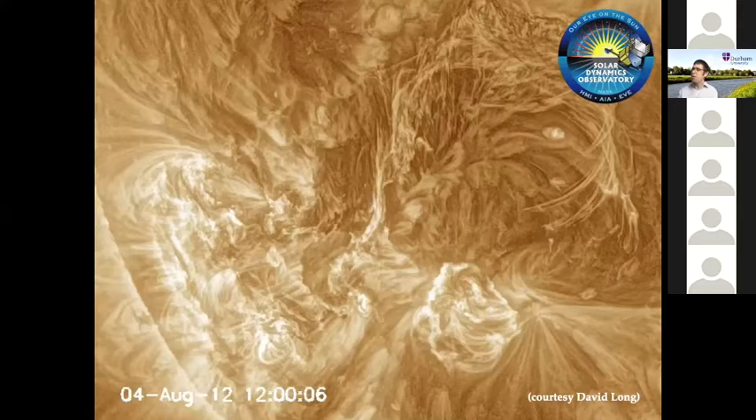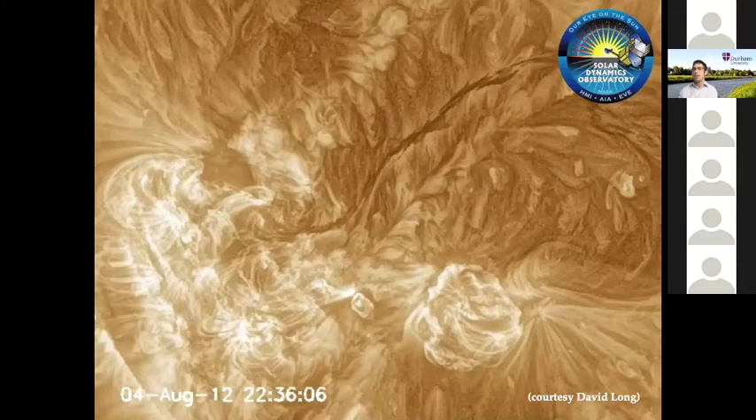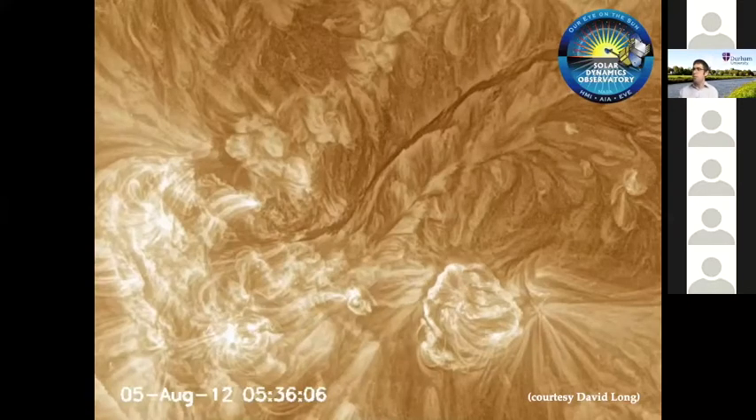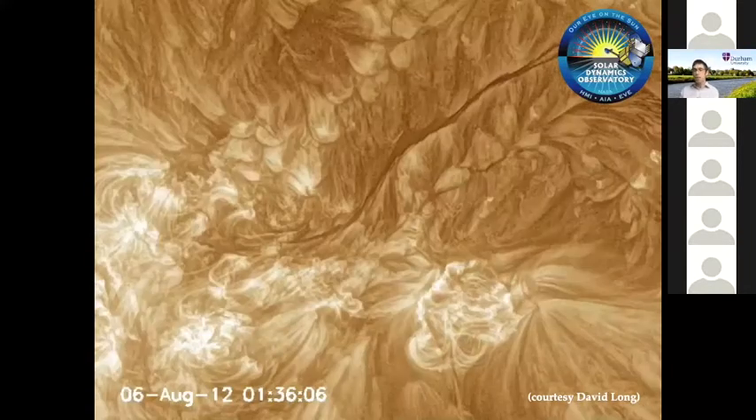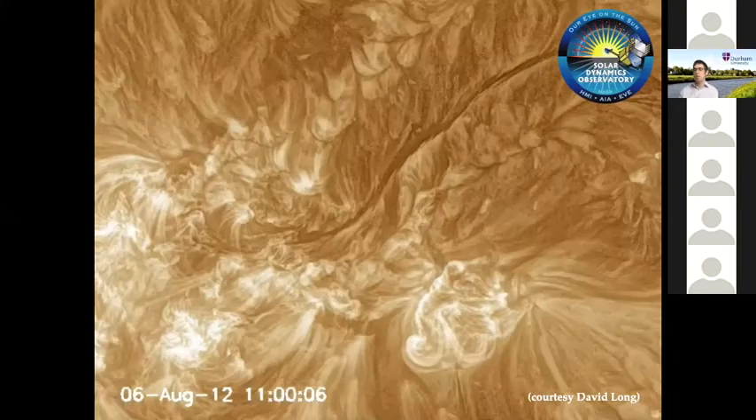And what that's telling us is that this structure is containing electric current. So the dark filament material is denser material, and it's sitting in this twisted magnetic structure, so we believe. And the reason it's twisted is because it contains electric current.